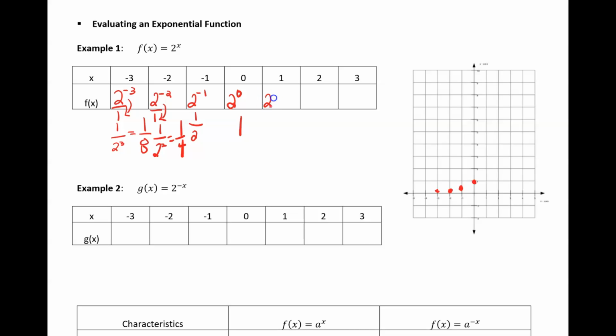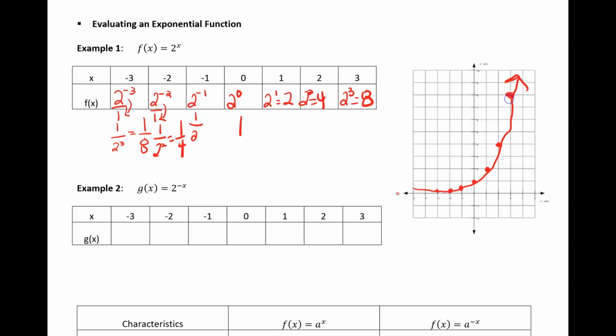And then I have 2 to the 1st, which is just 2. So 1, 2, starting to see our movement of our function here. 2 squared is equal to 4. So at 2, we're at 4. And then 2 cubed is equal to 8. And so at 3, we're at 8. And so you can see as I connect this curve, we're getting something that looks like this.